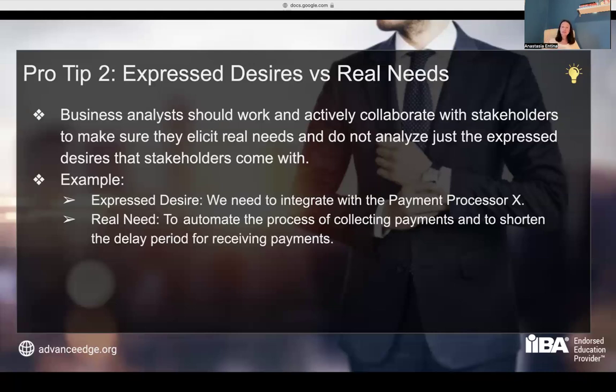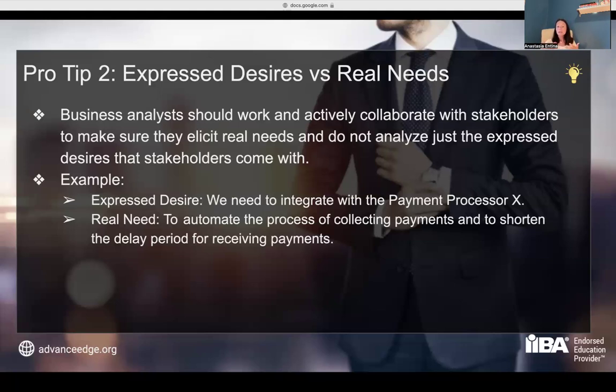If we kept working with that expressed desire instead of trying to find the real need, and just agreed with the stakeholder and started the integration with payment processor X, we wouldn't solve the need that they came with, because payment processor X doesn't process bank account payments. They work only with credit cards. Moreover, it wouldn't solve the problem of the delay period in payments, because when you integrate with that payment processor, they take the money from your client, but they do not send it immediately to you. They keep the money for 30 days and only then send it to you. And probably this is not an appropriate option for our stakeholder, right?